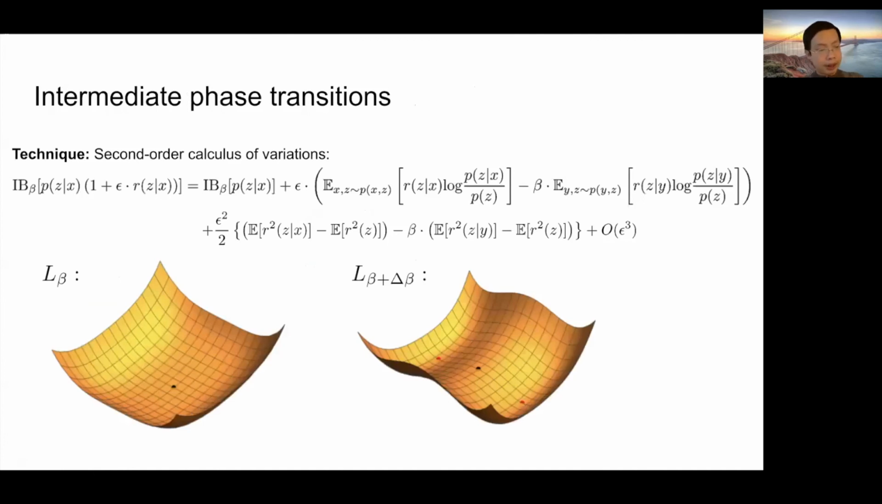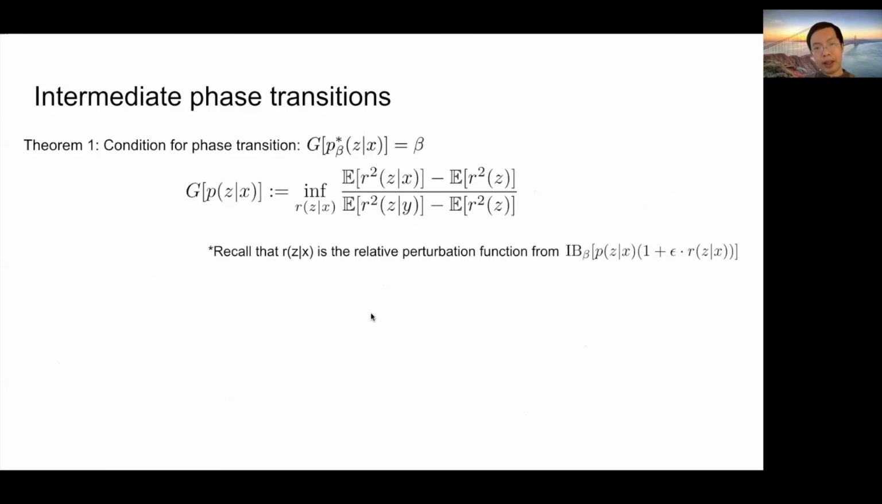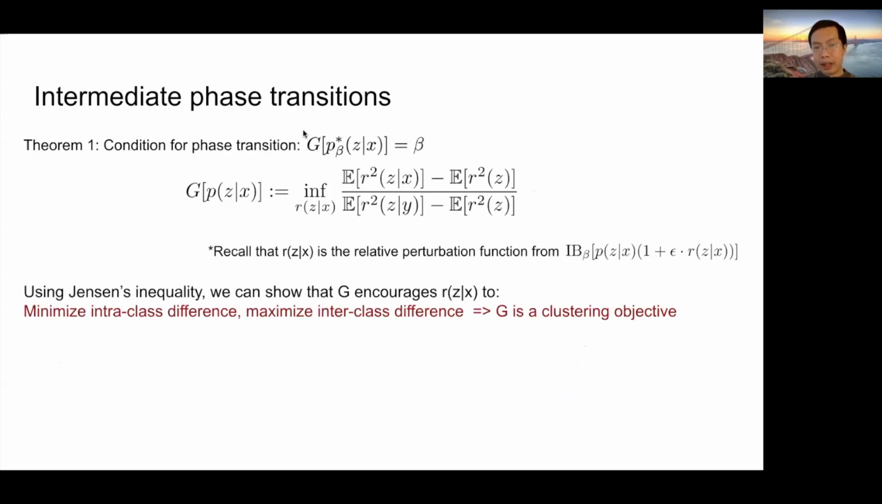And we can generalize this technique to discover the later transition. Basically, what we want is that before the transition, we have a global minimum of the loss landscape, and after that, the minimum becomes a saddle point. We require that this curvature becomes negative at the transition point. From this, we can determine a condition for the phase transition for the information bottleneck, which is this G of the global minimum equals beta. And as long as this is satisfied, we will have a phase transition.